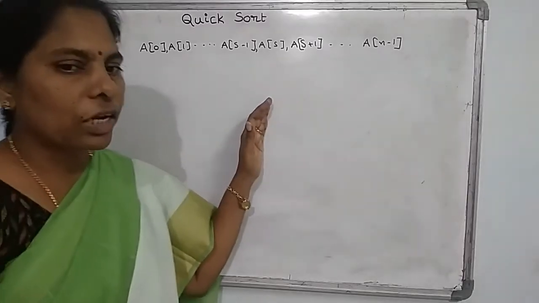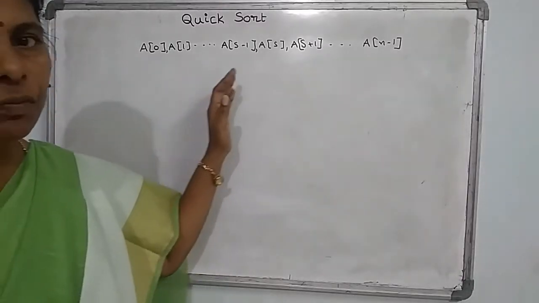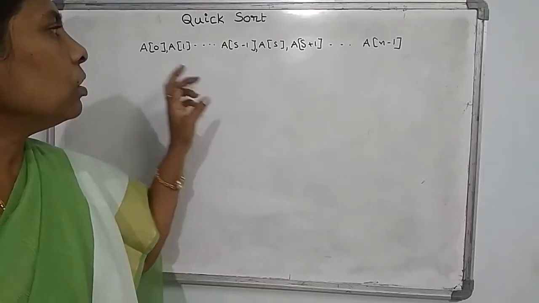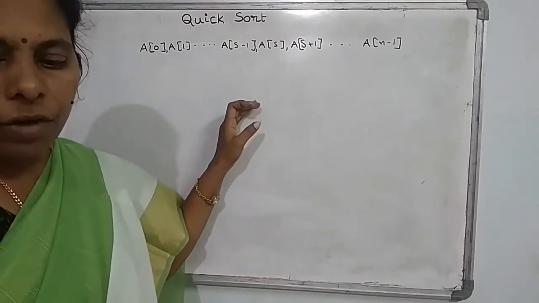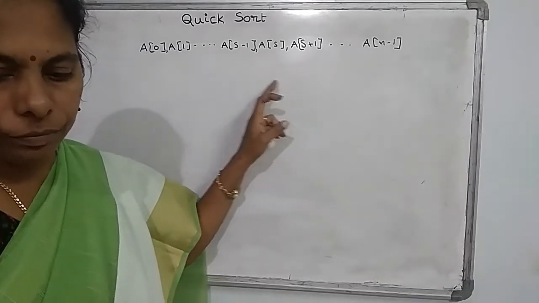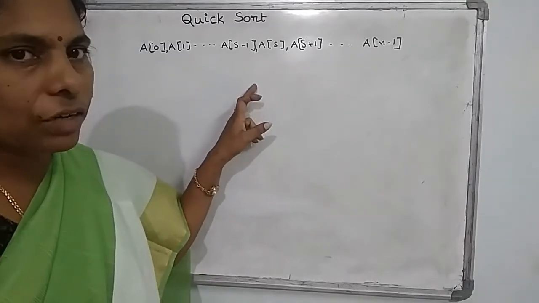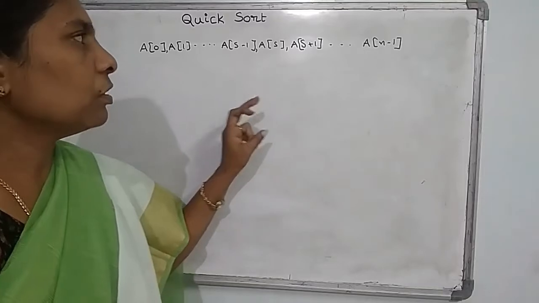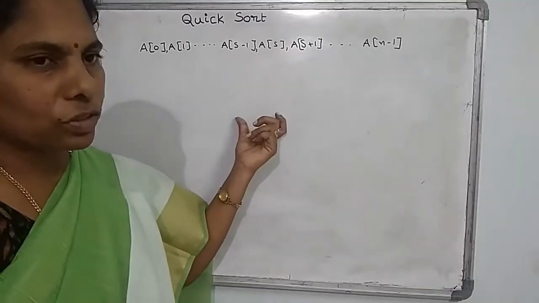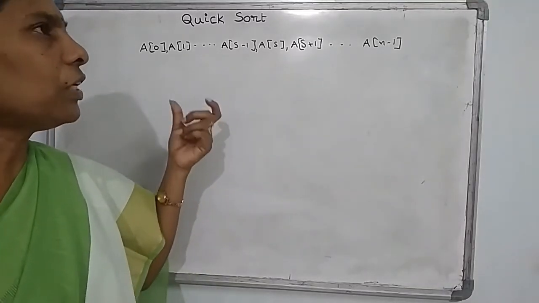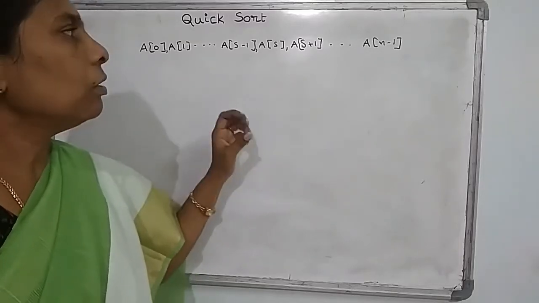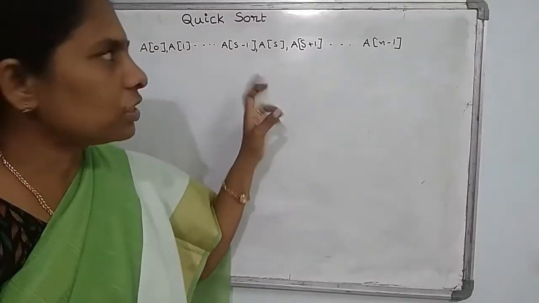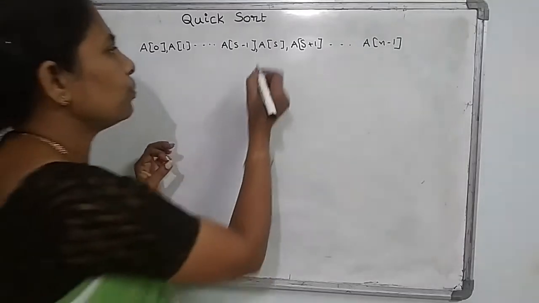But in quicksort we have a different type of approach. In quicksort you must identify the splitting position of the array. So how to identify the split position? The split position depends on the scanning of the array. Suppose the split position is called S. So this is the splitting position.